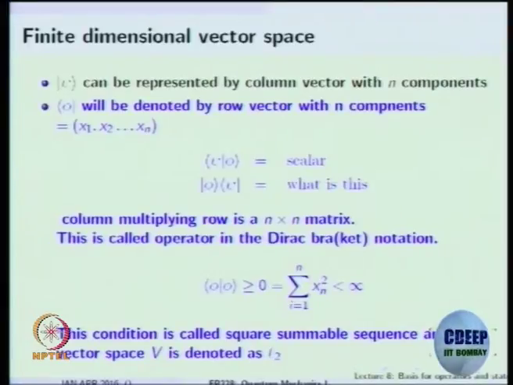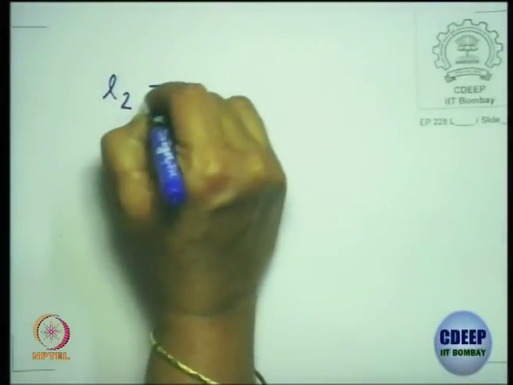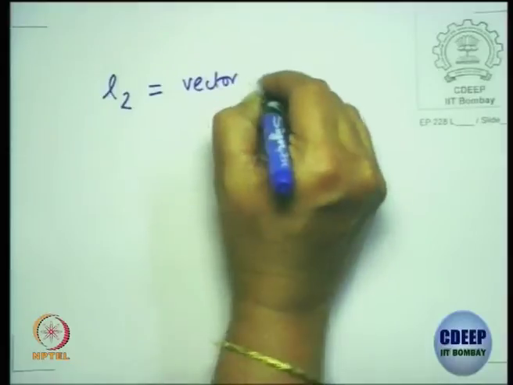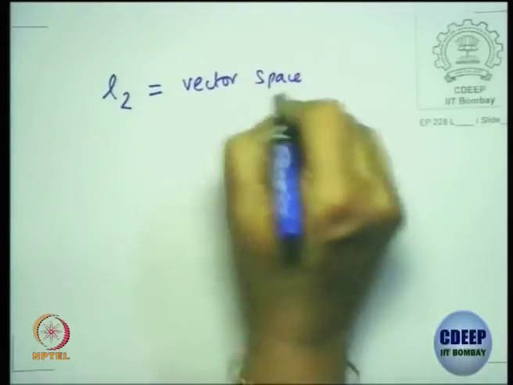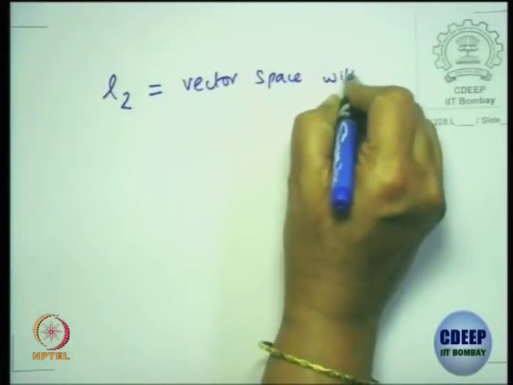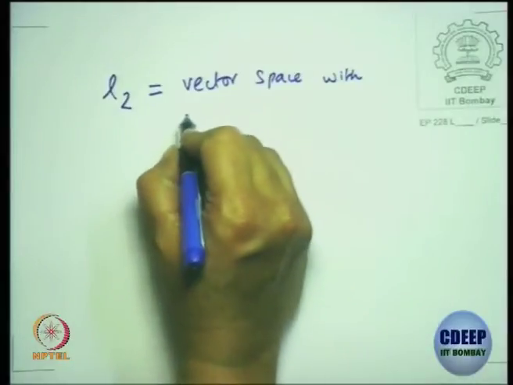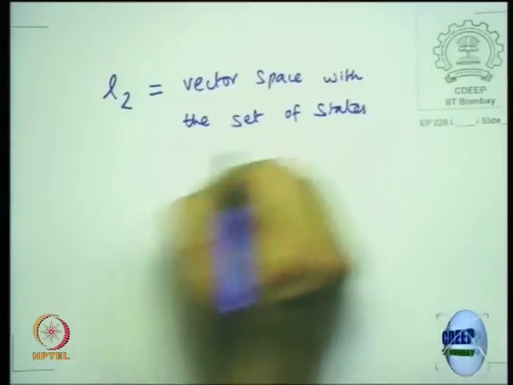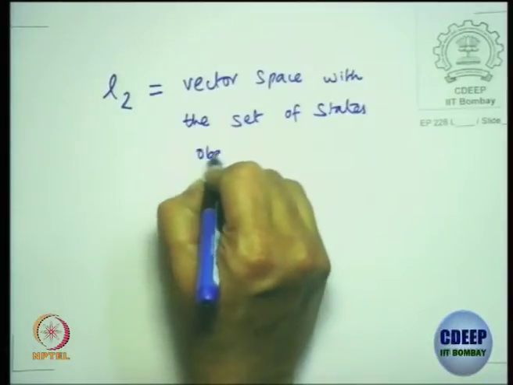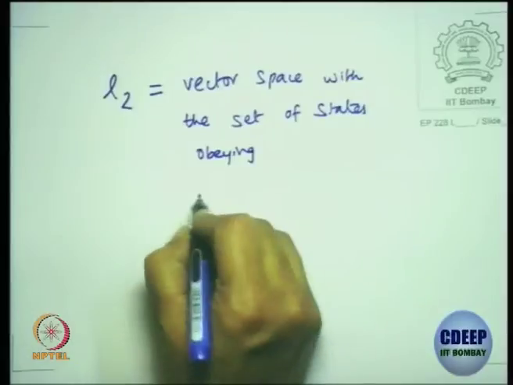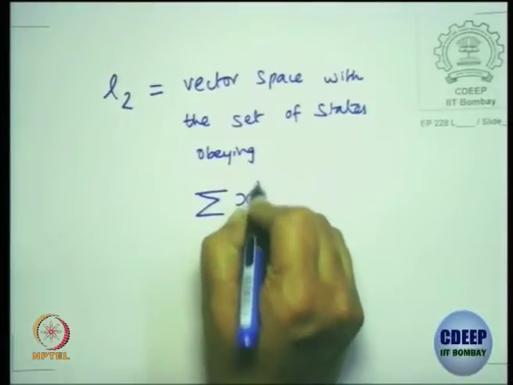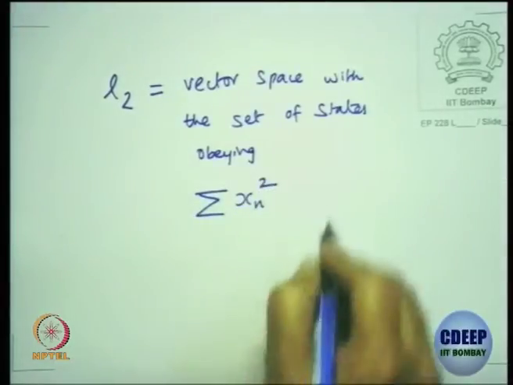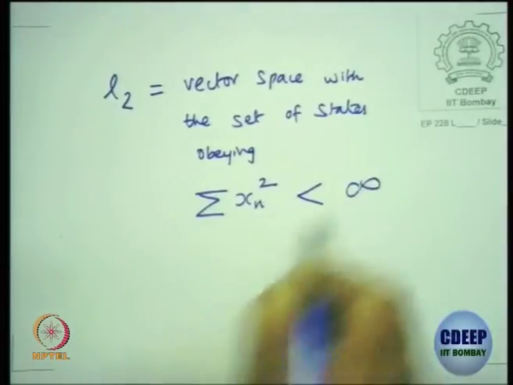So, L2 is a vector space with a set of states obeying the summation over xn squared to be less than infinity.